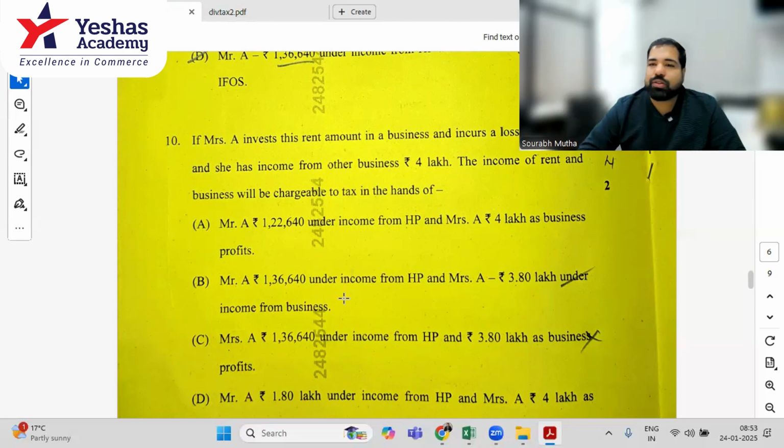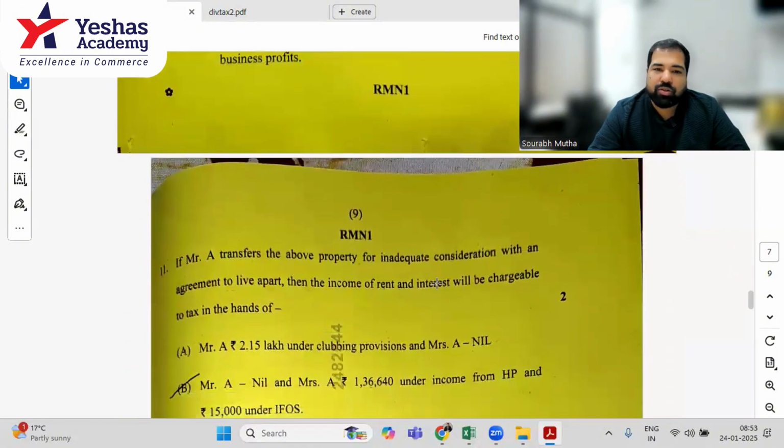What if the house was used to start the business? Then it would go proportionately to both. But here that is not the case. It is the rent which she used to start the business. Again, 2 marks. This is another very, very simple question.